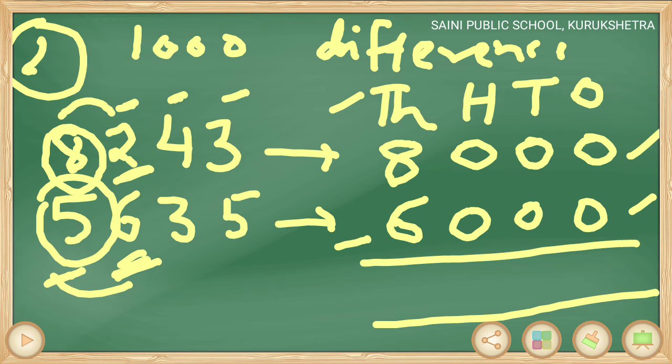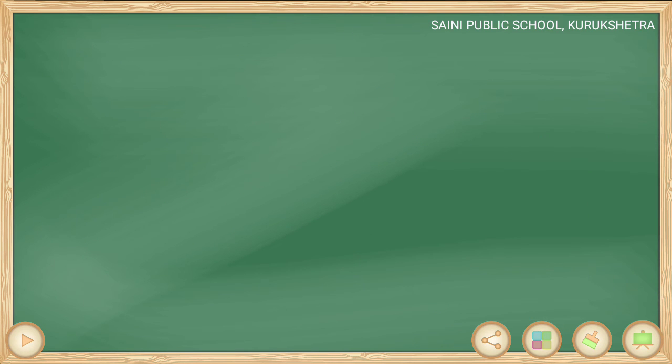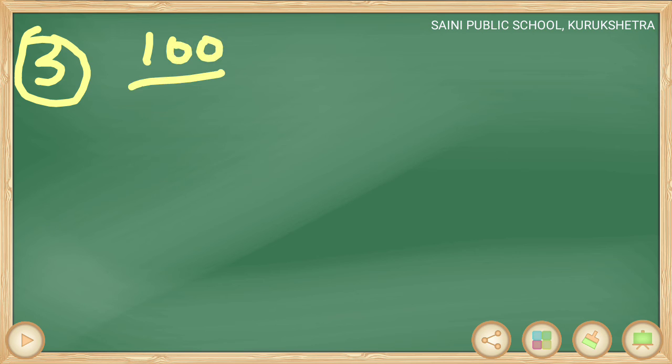Now start doing subtraction from the ones place, that side. 0 minus 0, 0. At the tens place again 0 minus 0. At the hundreds place again 0 minus 0. And at the thousands place 8 minus 6, 2. So our answer is 2000. Now let us discuss the third example. In this we will round off to the nearest 100 and then we will find their difference.